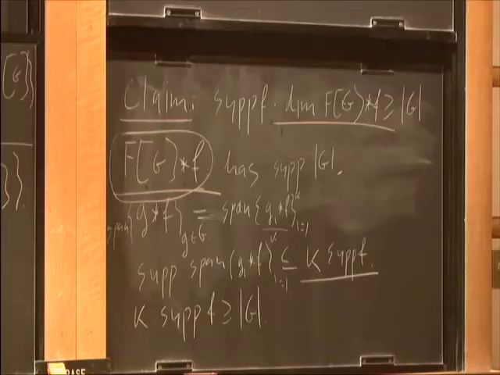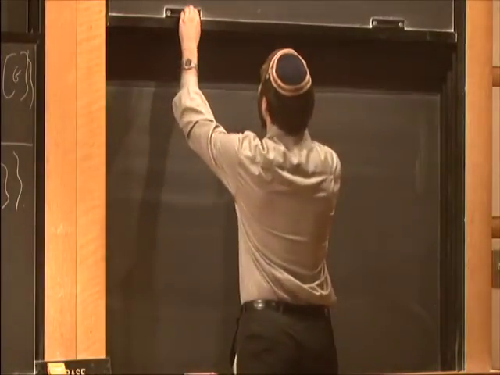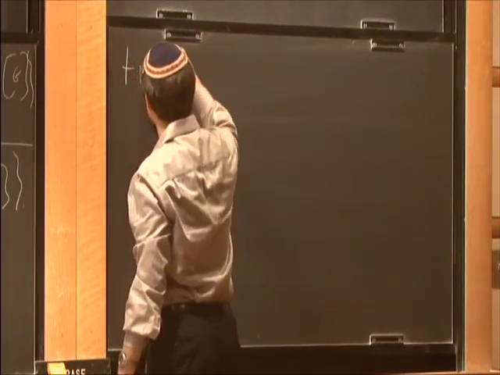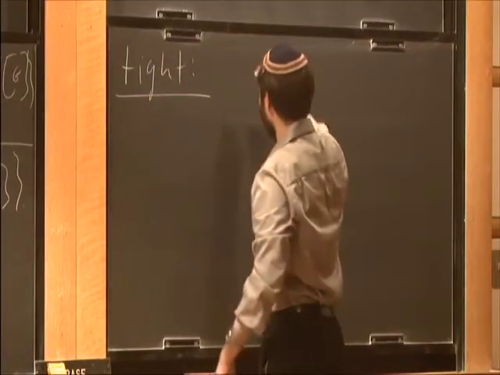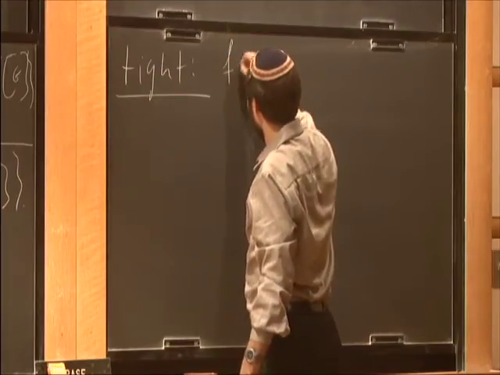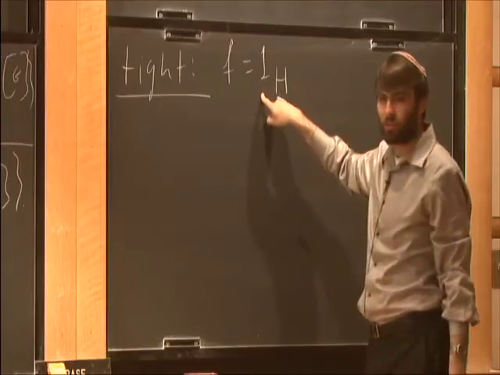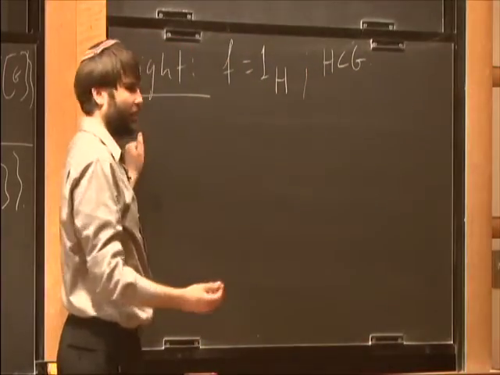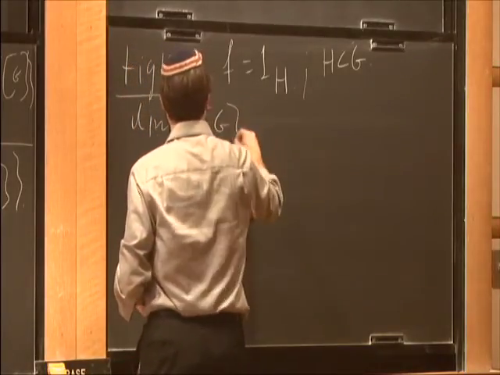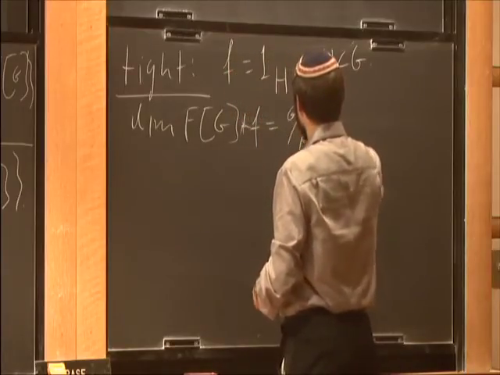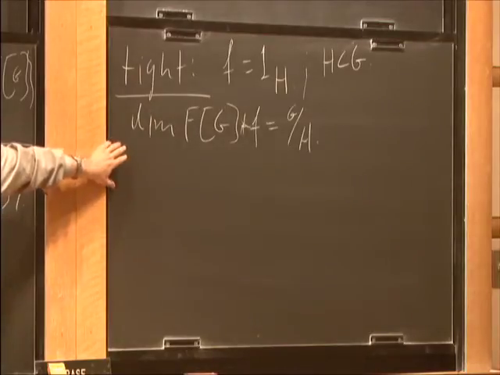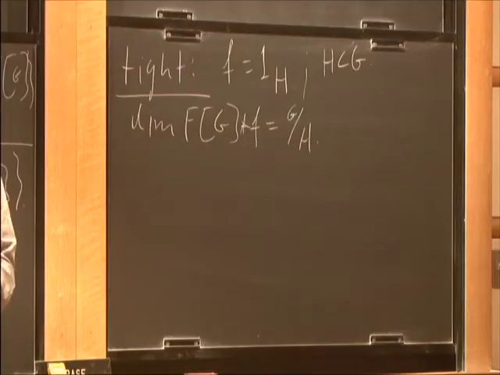Let me write it down. This is tight because if f is equal to 1 over h, the function which is 1 on the subgroup H, with H a subgroup of G. In this case, you can easily see that the dimension of F of G star F is just G divided by H, and therefore this will be tight. So we cannot hope to improve this principle as long as we have subgroups. So the question: can we improve this principle when we don't have subgroups?